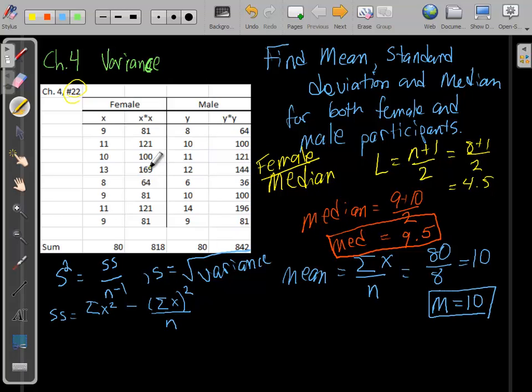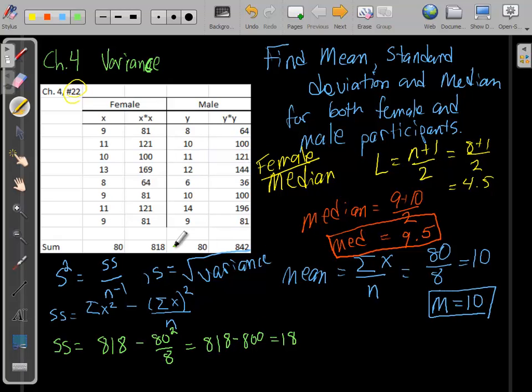Okay, so I've already squared each value, and then I added them up, 818. And so for the sum of squares, we have 818 minus 80 squared divided by 8, which is going to be, if you do the computation, 80 times 80, and one of those 80s cancels out with the 8, so it's really 80 times 10, and so it's going to be 818 minus 800, which is just 18.